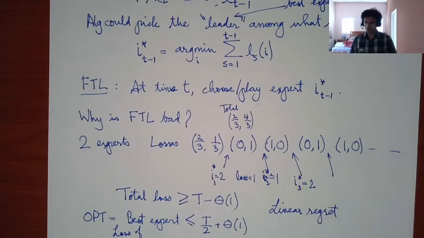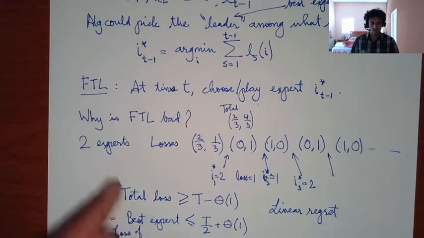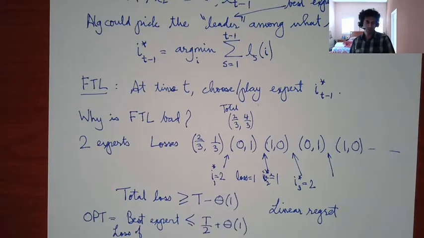Does this make sense? Does the construction make sense? So you see that the losses just keep switching back and forth, and the expert has a lag of 1. The algorithm has a lag of 1 because the algorithm cannot look ahead. So the algorithm looks at the past, and it's set up in such a way that the next decision is exactly the opposite of what should be done.